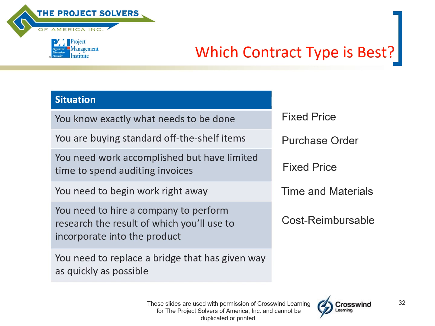What about if you need to replace a bridge that has given way as quickly as possible? Okay, so fixed price, because the requirements for a bridge, just replacing an existing bridge, would be pretty well known. You could describe the scope of work very easily. But to have it done as quickly as possible, you would probably want to add an incentive fee to that. Okay?